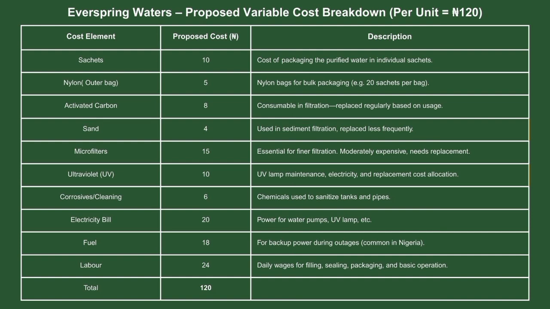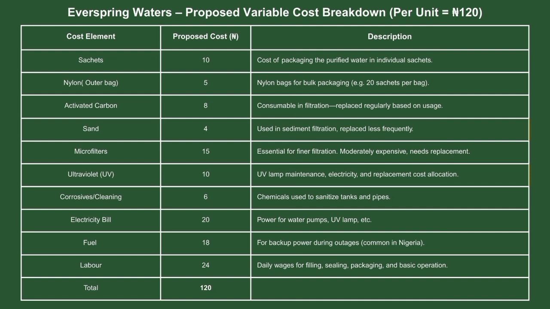For fuel, that is when we put on the generator where there is no power, we spend 18 naira per bag produced. And for labor, we spend 24 naira. The cost of labor here is the daily wage paid for filling, sealing, and packaging. It means the labor workers are paid 24 naira per bag of pure water produced. When you multiply this 24 naira by the number of units they produce in a day, we get how much they are paid.